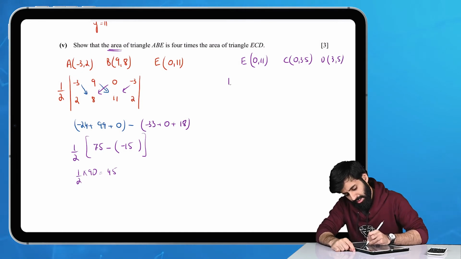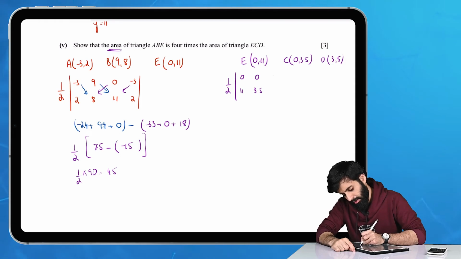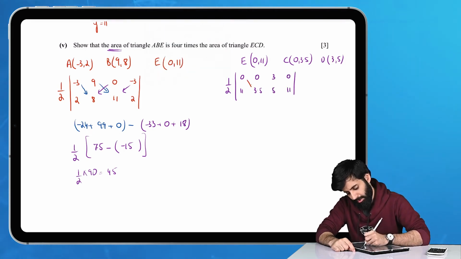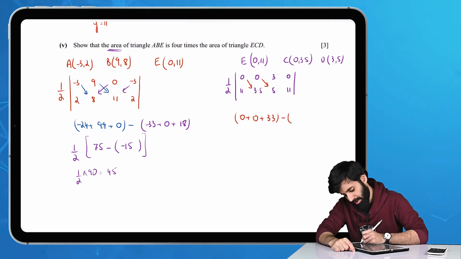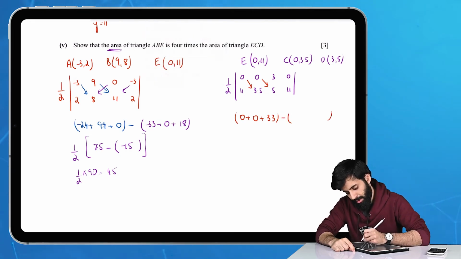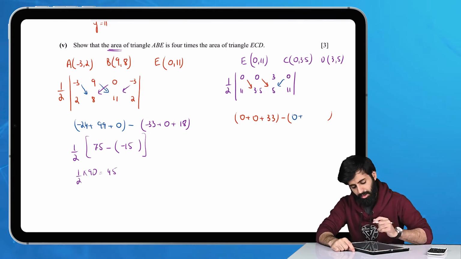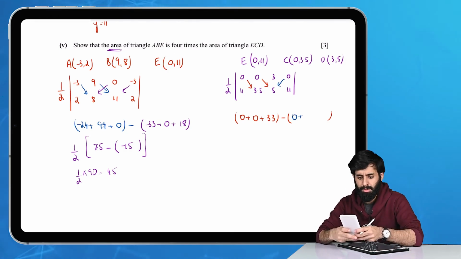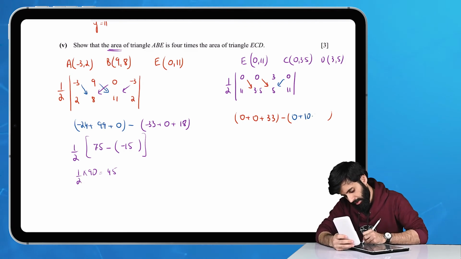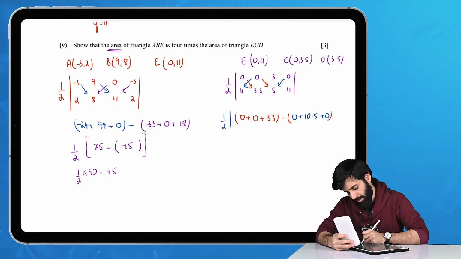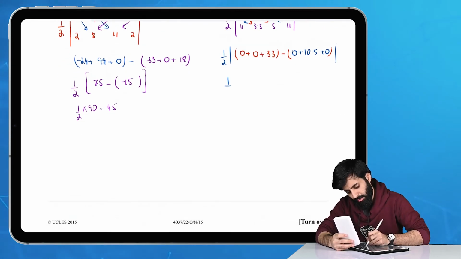Okay, so we'll use the exact same method. We'll write 0, 11, we'll write 0, 3.5, we'll write 3, 5, and then 0, 11 again. Then we multiply from left to right, so 0 times 3.5 is 0, 0 times 5 is also 0, 3 times 11 is 33. Okay, and then we put a minus sign, make another bracket, and then we multiply from right to left. So 0 times 5 is 0, 3 times 3.5 is 10.5, and then 0 times 11, which is also 0. Then we just simplify and see if the answer is indeed 11.25.